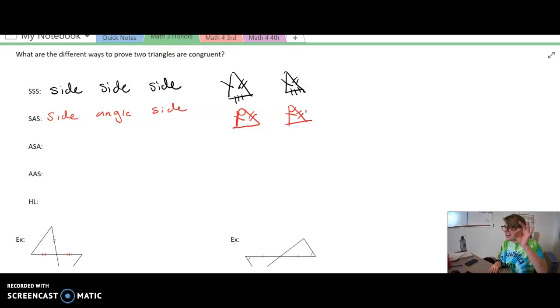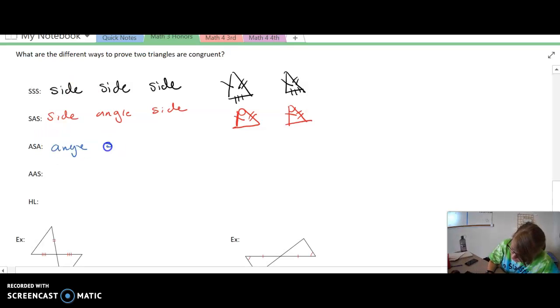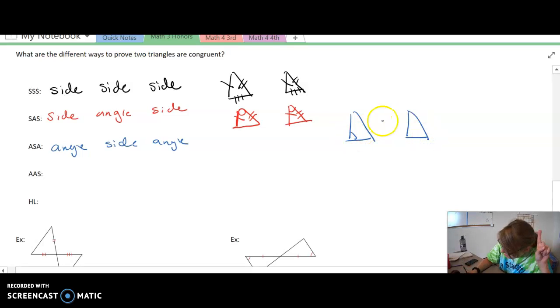It has to be side, angle, side. Alright? So our next one is going to be angle, side, angle. I'm going to move over here. So we have two triangles. Again, we're going to have an angle, we're going to have a side, and then we are going to have another angle. Again, it has to be in that order in order to use angle, side, angle.